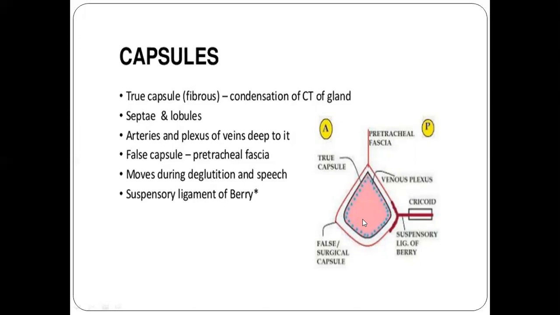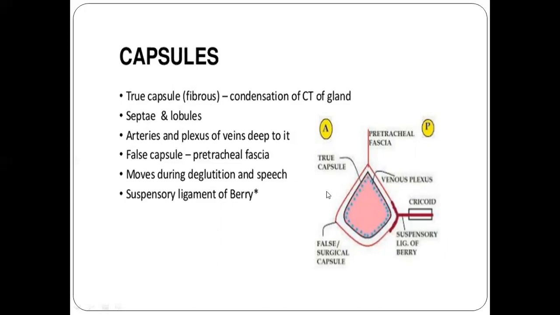Whenever the larynx moves up and down, through this pretracheal fascia the thyroid gland also moves with it. It follows the movements of the larynx. So the pretracheal fascia connects the thyroid gland to the larynx and trachea. This is an extension of the pretracheal fascia which connects the thyroid gland to the cricoid cartilage. This is called the suspensory ligament of Berry. So this is very important.